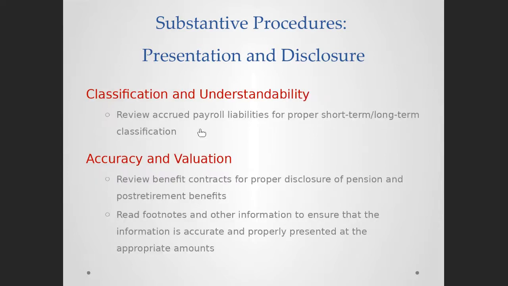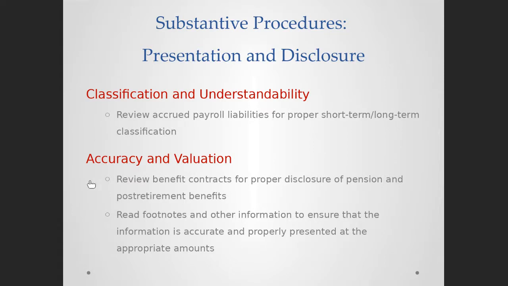Next, we have classification and understandability. Review accrued payroll liabilities for proper short-term and long-term classification. The salaries payable and many of the taxes payable are short-term, so you have to pay them within 12 months, within 1 month actually, most of the time. So you want to make sure that those are classified under the short-term liabilities, and the things that are long-term, for example, things that you have to pay the employee when they retire, those are listed in the long-term payable.